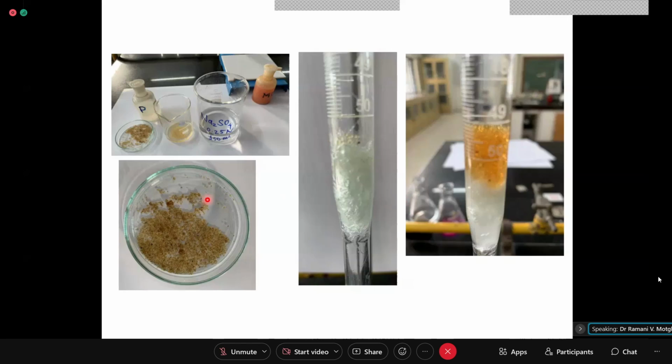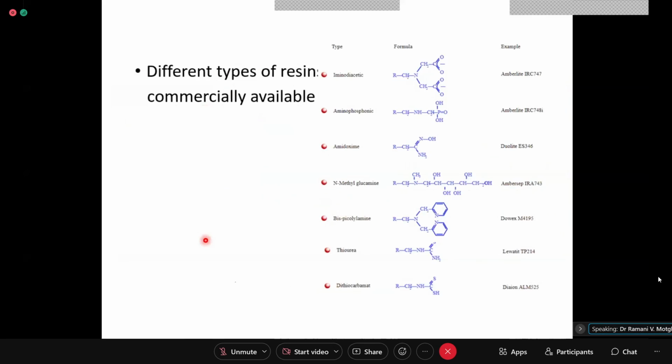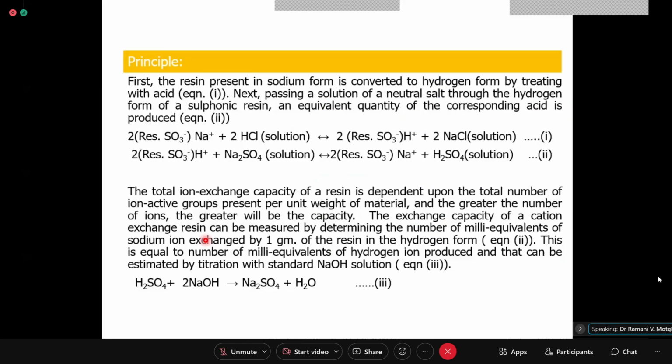I just wanted to show you how the resin looks like. That is why I took these slides, and I think these two came from there. We will again see how to measure the capacity of an exchange resin.